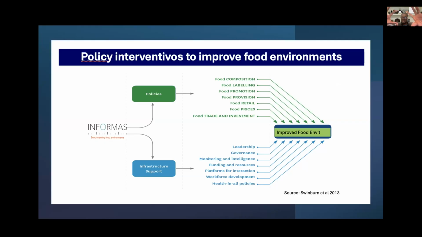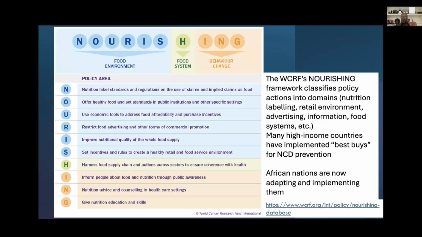And so a group of policies. But they also note that those policies alone are not sufficient. They are necessary but not sufficient. You need an enabling environment; they refer to some of them as infrastructural support. You need leadership. You need governance, monitoring and intelligence, and funding and resources are needed. And so until we have gotten all these put in place, we cannot be confident of improving our food environment. I just want to stress that one policy intervention alone is not sufficient.